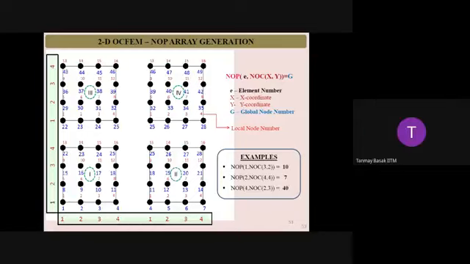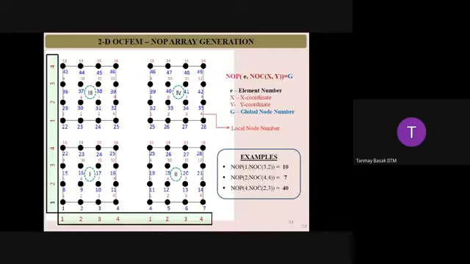Now I am looking at these elements separately. This is my first element, second element, third element, and fourth element. These are the global node numbers, and the red markers here are the local node numbers. The local node numbers always go 1, 2, 3, 4, 5, 6, 7, 8, 9, 10, 11, 12, 13, 14, 15, 16. This order is maintained in all the places.